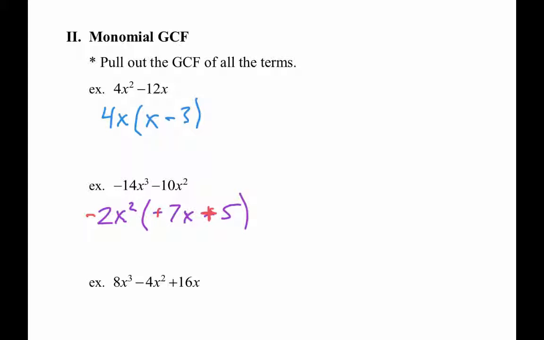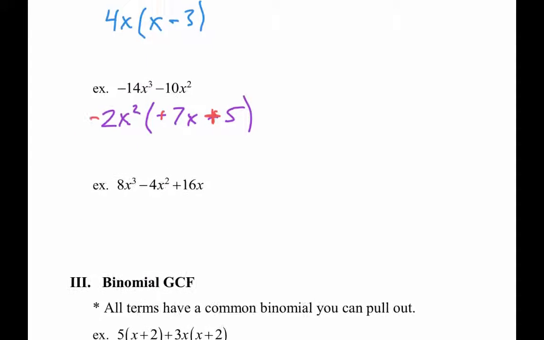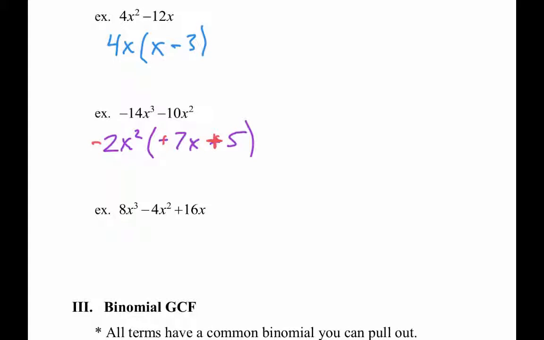Give that a shot. All right, last example of this kind is going to be down here. And I'll say, all right, I have an 8, a negative 4, and a 16. So what could I divide each of those by? And that would be a 4. Then I look and say, okay, they all have x's, they all have at least 1, so I could pull 1 x out of each.